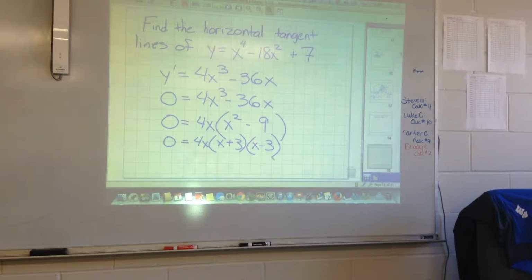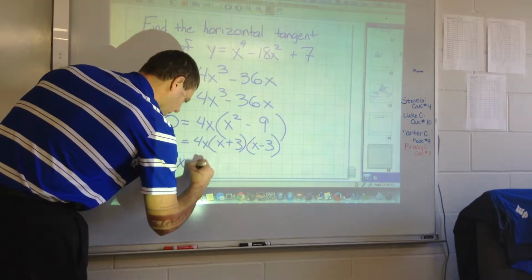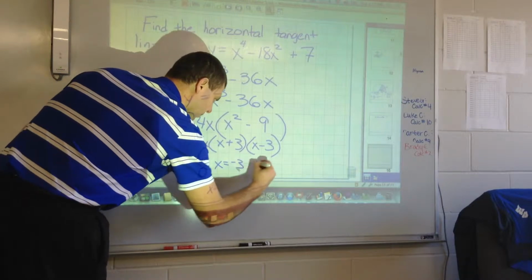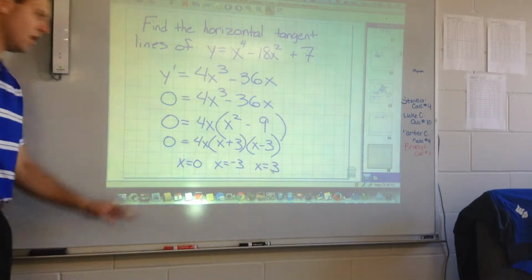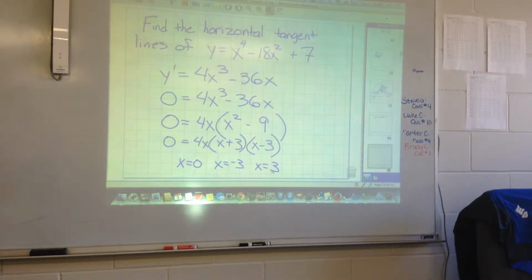Divide everything by 0, so 0, and negative 3, and 3. So x equals 0, x equals negative 3, x equals 3. These would be the x values where the horizontal tangent lines occur.